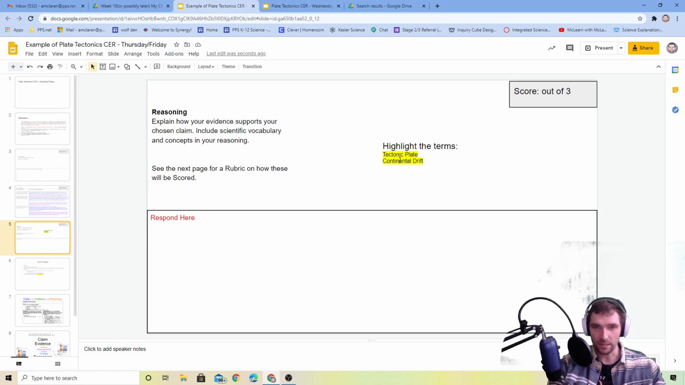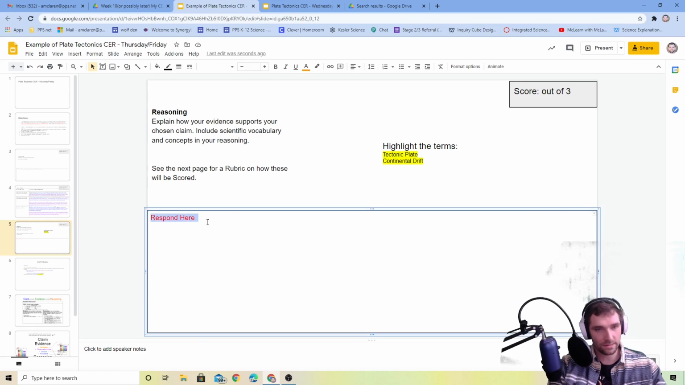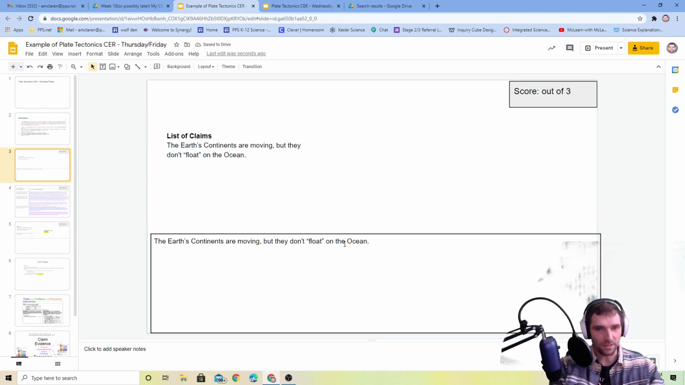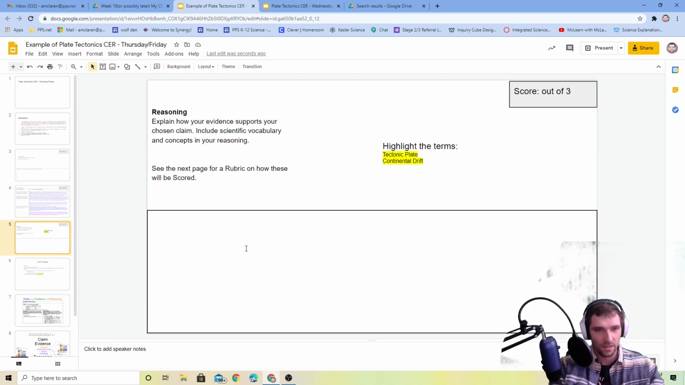So here, I think we've got all of that evidence. Now we need to talk about continental drift and plate tectonics and what these tectonic plates are. I'm trying to figure out if I'm going to do this before we've done a lot with plate tectonics, or kind of in the middle and then have us come back and fix up this reasoning. I'm not sure, but I'm planning for us to just do this as a first pass. Looking at this prompt, our claim was that the Earth's continents don't float on the ocean.